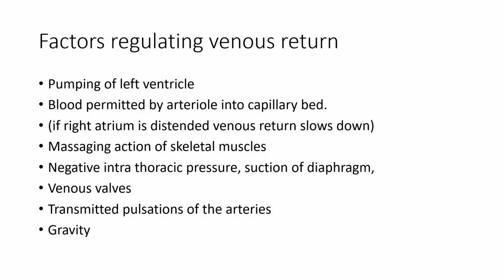Factors which regulate venous return are: first is pumping of the left ventricle. Then blood is also permitted by arterioles into the capillary bed, and massaging action of the skeletal muscle, and negative intrathoracic and intra-abdominal pressure, suction of the diaphragm. Venous valves are present, especially in the lower limb. Then transmitted pulsations of the arteries. On either side we have the venae comitantes, and except for the lower limb, in the rest of the body, gravity also helps in venous return.